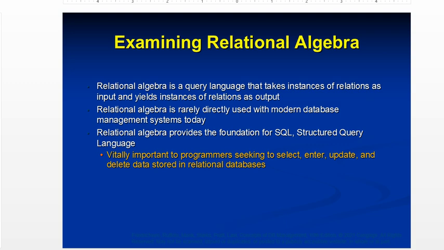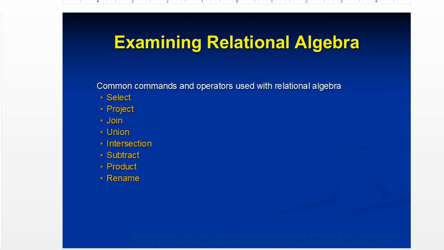Examining relational algebra. Relational algebra is a query language that takes instances of relations as input and yields instances of relations as output. Relational algebra is rarely used directly within modern database management systems today, but it provides the foundation of SQL, and that's what we'll see. SQL is very popular from either a Microsoft or an Oracle point of view. Common commands are select, project, join, union, intersection, subtract, product, and rename. Select is when you're trying to create from scratch, and we'll see more details on those things.